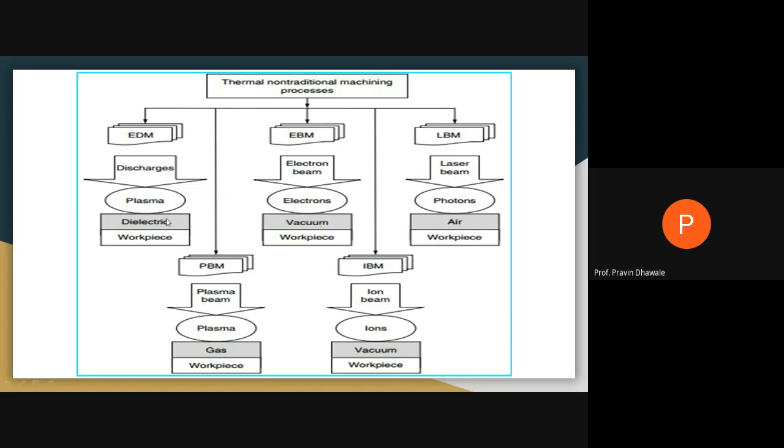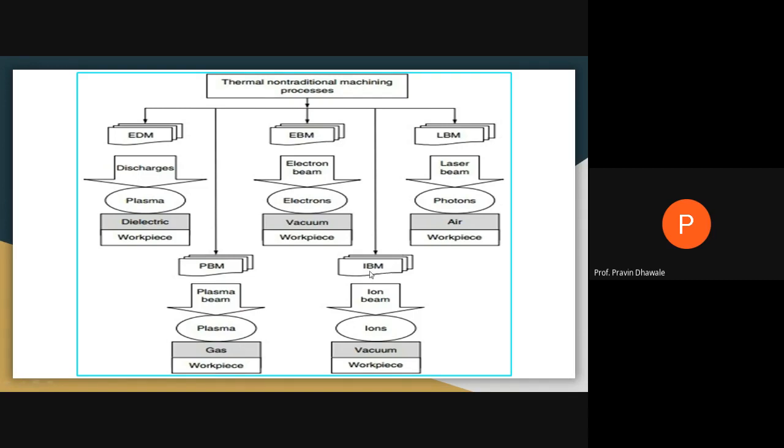Here, what does this show? The condition of the atmosphere where that machining process is to be carried out. In case of electric discharge machining, you require the dielectric fluid. In case of electron beam machining, you require the vacuum where you can put the workpiece. In case of a plasma beam machining process, you require the gas or air where you can mount the workpiece.